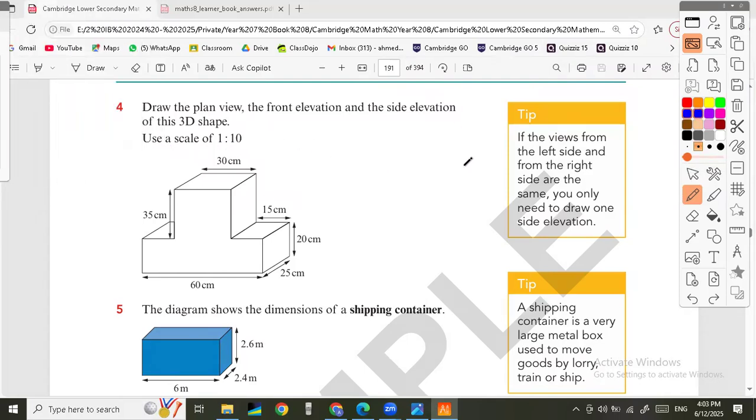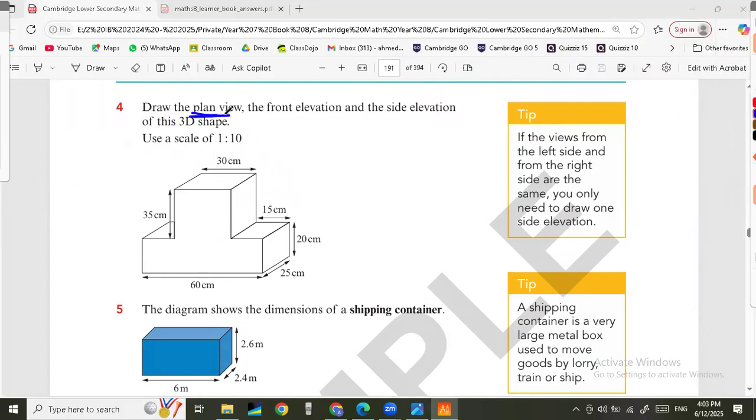Someone asked me to start reviewing with you lesson 8.3, which is about the 3D shapes. Well, actually, the summary of this lesson is just in this question, which is draw the plan view. What is plan view? It is another name for the top view. So from the top, how does this shape look? And the front elevation, which is from the front, how does it look? And the side elevation, which is from the side, how does this shape look?